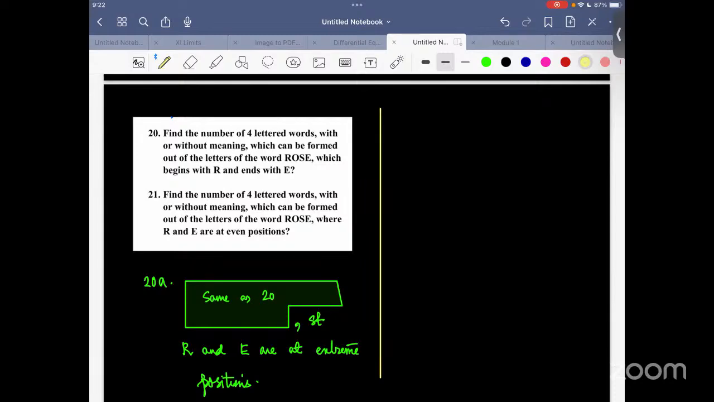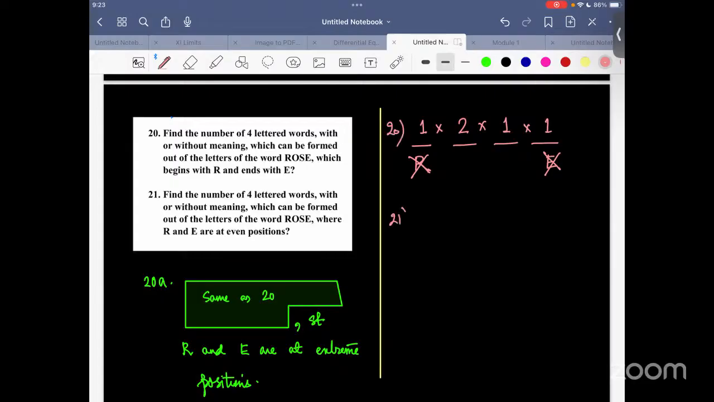Question number 20. Find the number of four-letter words with or without meaning which can be formed out of the letters of the word rose which begins with R and ends with E. If something is beginning with R and ending with E, how to attempt it? Four places. Begins with R, occupied; ends with E, restricted cases, occupied. So how many cases? One and one, product. Then who can come in the next place? It can be two cases, then one case. Clear?